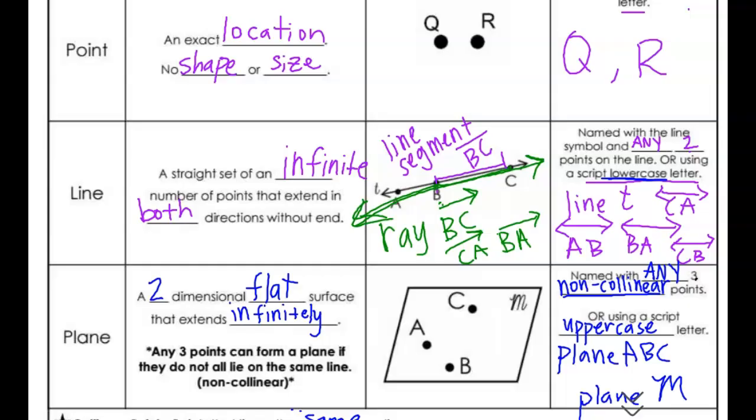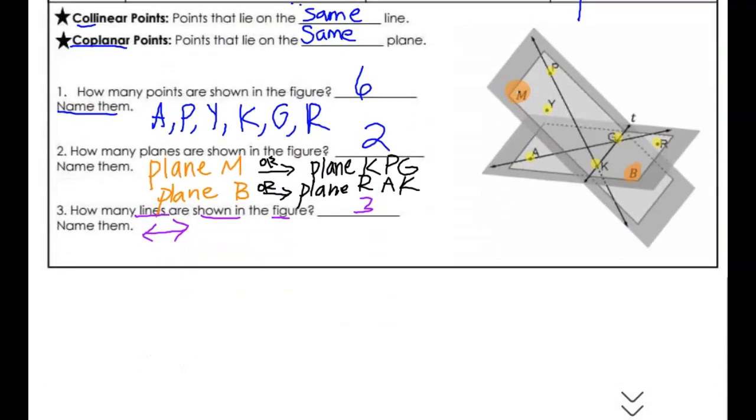How do we name a line? Any 2 points on the line. So what are 2 points on the line? R is not on the line. AG. Or what else? GA. Okay, alright, there's one line.